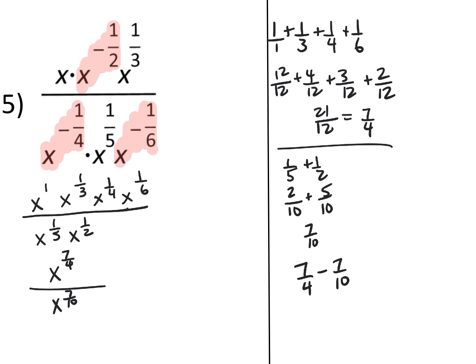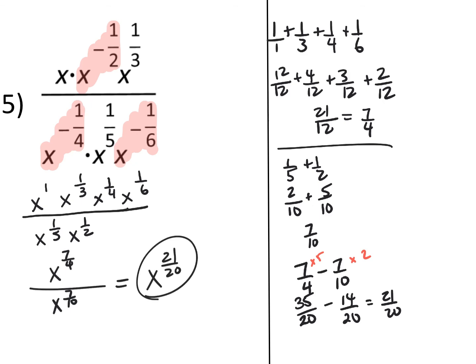So these will become 20s if I multiply this guy by 5 and this guy by 2. So I've got 35 over 20, take away 14 over 20, gives me, what is 35 take away 14, 21 over 20, which is in lowest terms. So this becomes x to the 21 over 20. Okay, didn't kill you, but you might want to use your calculator so you could avoid all of this. This is the one where it's appropriate to maybe use your calculator.